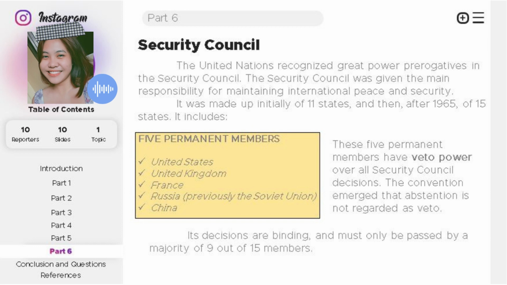These 5 permanent members have veto power over all Security Council decisions. The convention emerged that abstention is not regarded as veto. Its decisions are binding and must only be passed by a majority of 9 out of 15 members.